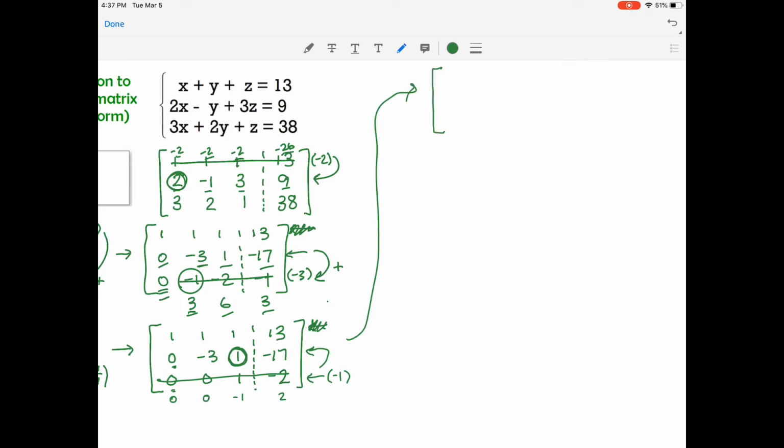Here we go. Top row stays the same. I'm not going to change that bottom row, but I multiplied it so I could add. So 0 plus 0 is 0. 0 plus -3 is -3. -1 plus 1 is 0. And 2 plus -17 is -15. And we're looking good. And I think I'm going to go ahead and I'm going to reduce this row by a factor of -1/3. Just to make the numbers smaller and easier to work with.